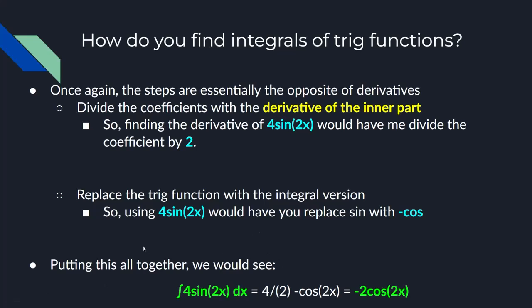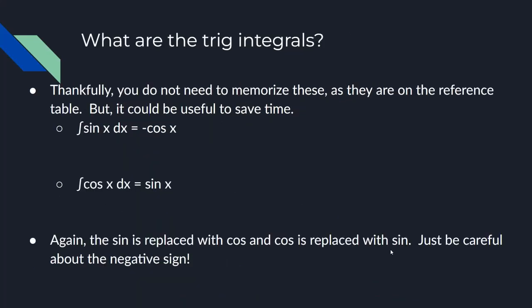So putting this all together, the integral of 4 sine 2x with respect to x will end up being, well, 4 divided by 2, that inner part gets us 2. We replace the sine with negative cosine, so it all comes out to negative 2 cosine 2x. Again, you don't need to memorize these. These are on the reference table, but it is useful to remember it. So the integral of sine is negative cosine, and the integral of cosine is sine. So again, we're replacing sine with cosine. The only thing is you just have to be careful with where the negative goes.